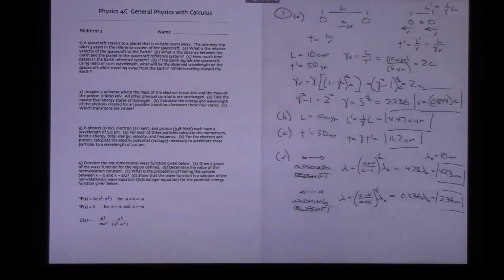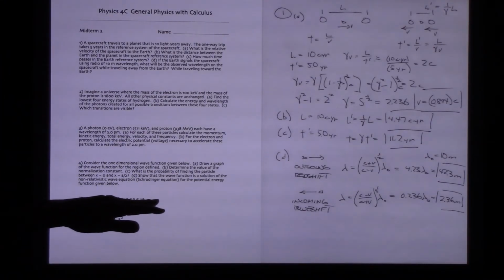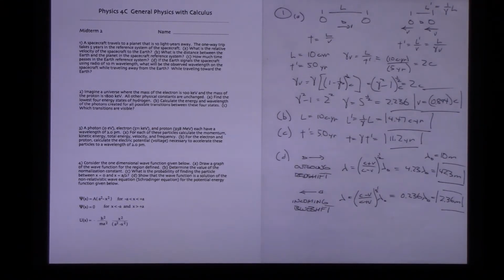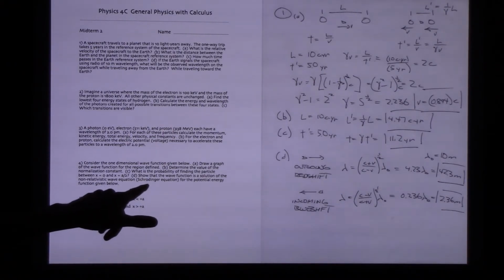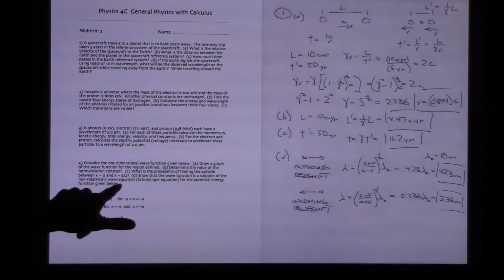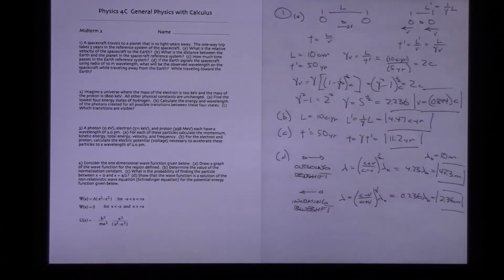All right, let's get to the last problem here. The last problem on this practice midterm is kind of like the practice problem on the other one. It's another problem from chapter 38 using the Schrödinger equation, a non-relativistic wave equation.